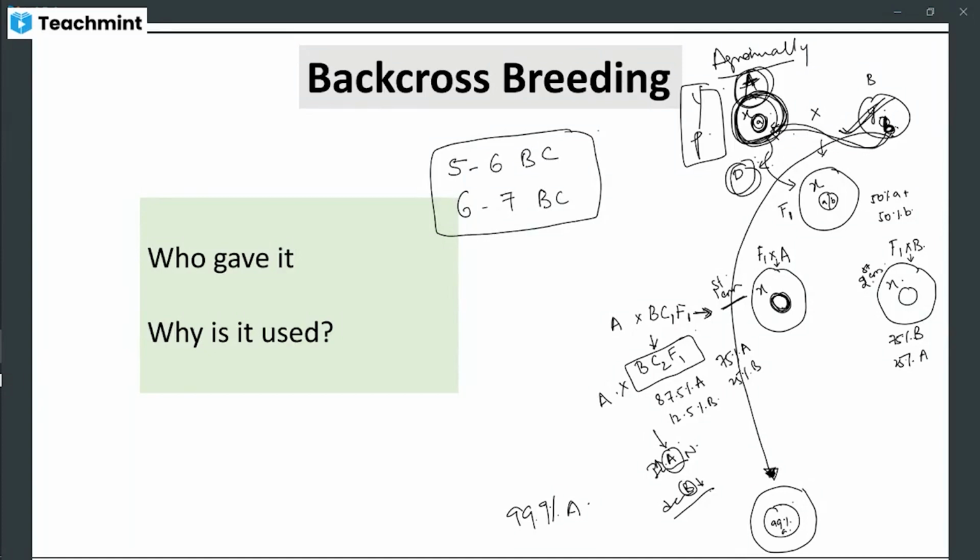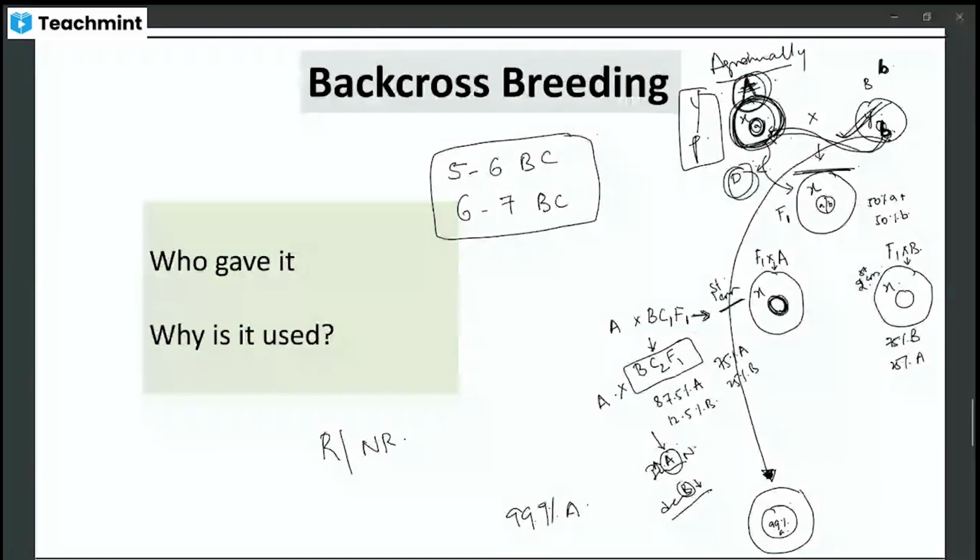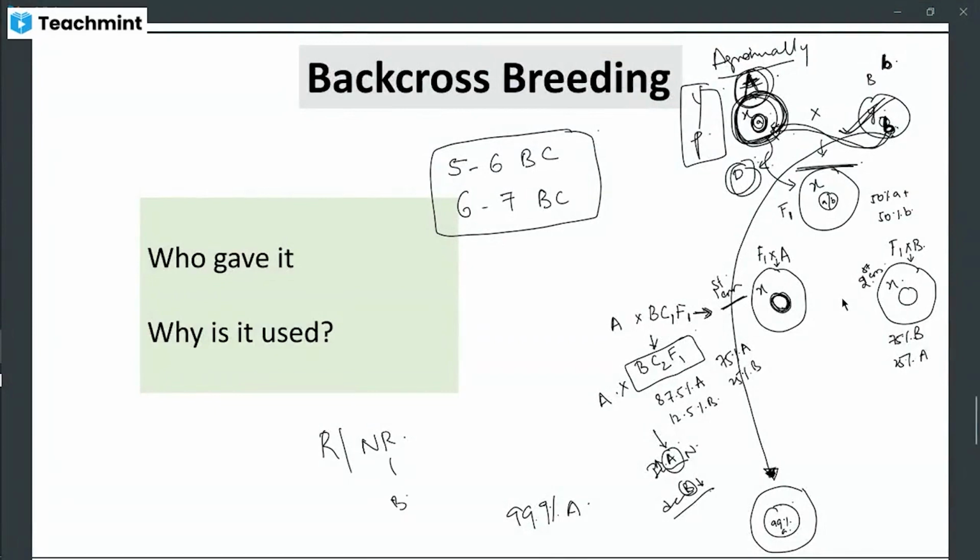Okay. So we will again return to the concept of recurrent and non-recurrent. Based on this example, if B has the desirable gene and A does not have the desirable gene, and you need to transfer it from B to A, among these two, what will be your non-recurrent parent? B. Yes, B is your non-recurrent parent. So what else do you call the non-recurrent parent based on these terms? Is there any other name for the non-recurrent parent?